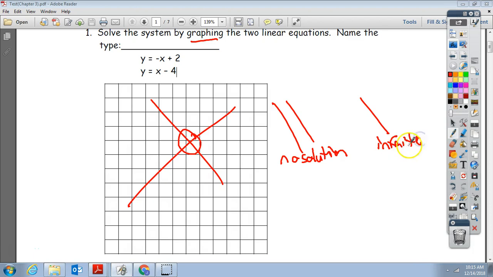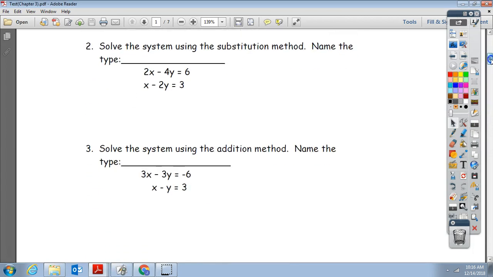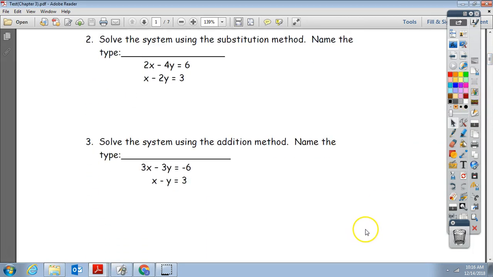then that would be infinite solutions. Okay. Now, we also learned a couple of other ways to solve these that are a little bit more efficient than graphing. One of those was called the substitution method, and the other one was called the addition method. I'm just going to briefly point out some things about both of those. First of all, the substitution method: remember you pick one of the equations and you solve it. So like the second equation here, if I add 2y to both sides, that gives me x equals 3 plus 2y. That is equal to x.